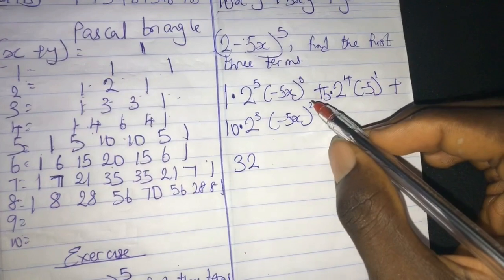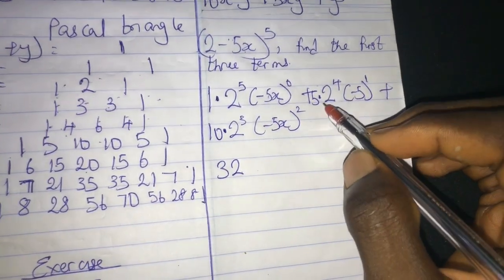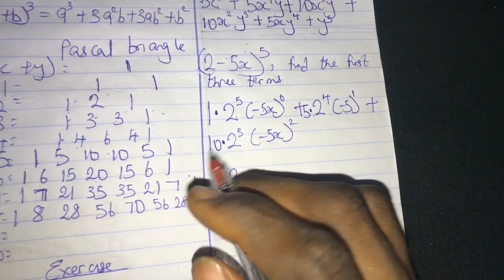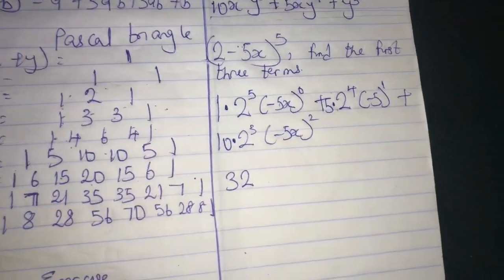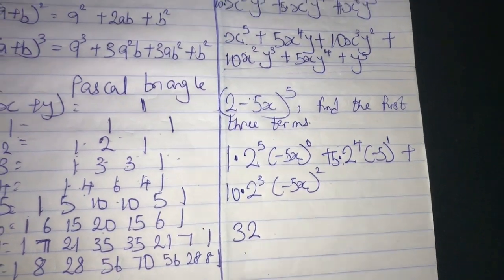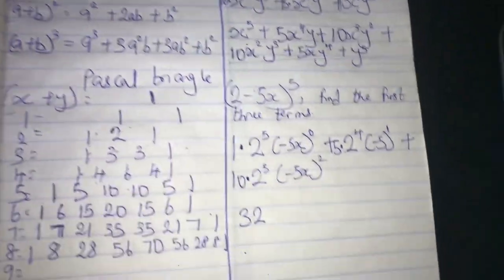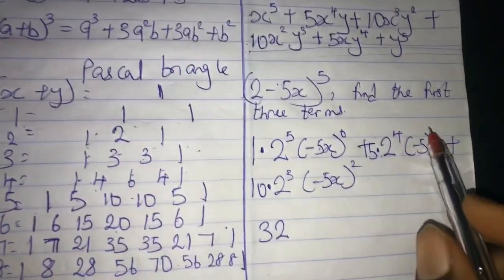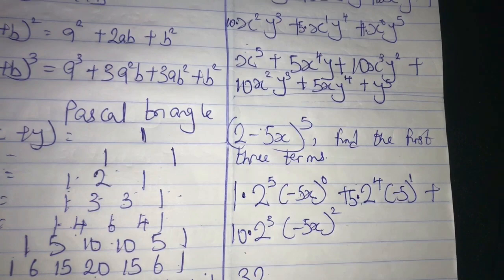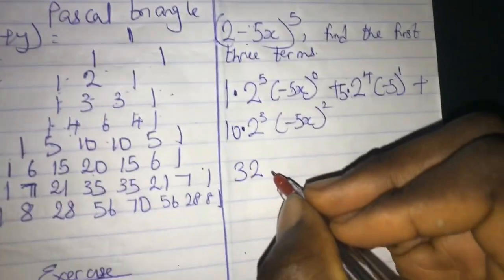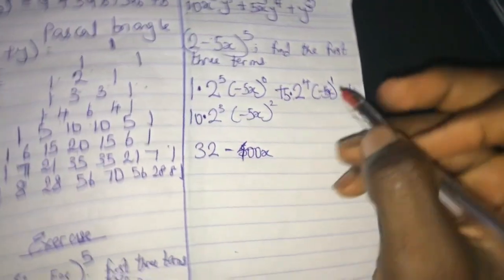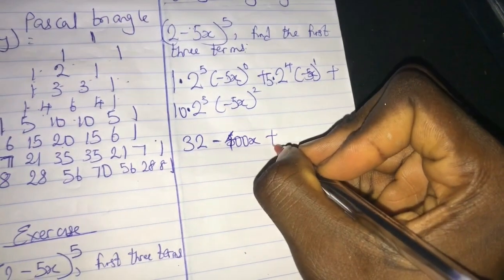We don't know whether this is going to be plus or minus, so we have to be very careful. 2 to the power of 4 is 16, then 16 times 5 will give us 80. So 80 times minus 5, because this is minus 5x here, will give us minus 400. Sorry, it's 5x, my bad. So that will give us minus 400x. Then we put our positive sign.